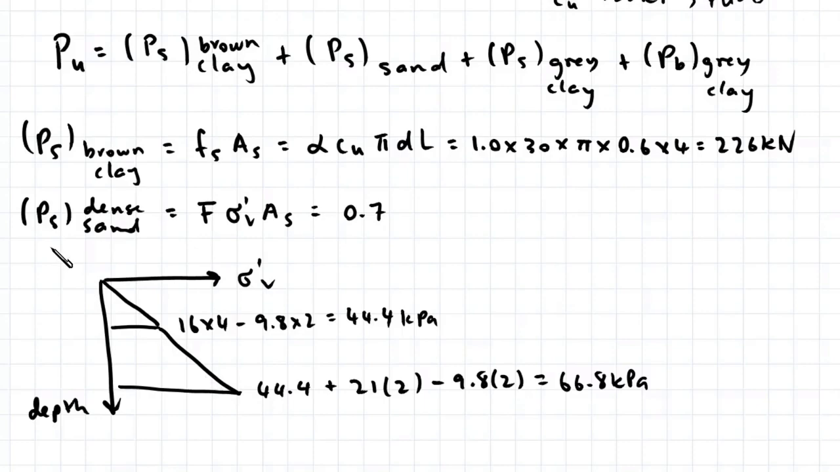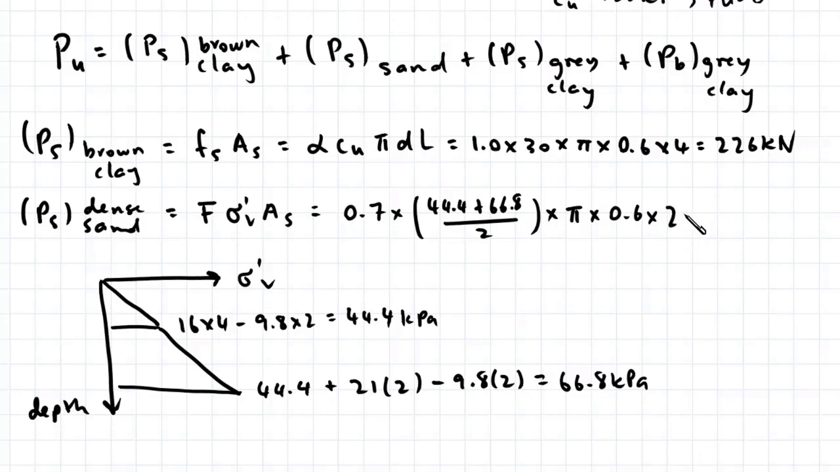When we're finding the total shaft resistance, we use the average overburden pressure within the layer of soil. So this gets multiplied by 44.4 plus 66.8 divided by 2. And now we're multiplying by the area of the shaft. That's pi times the diameter, 0.6, times the length of the pile within the soil layer, which is 2 in this case. And this gives us 146.7 kilonewtons.